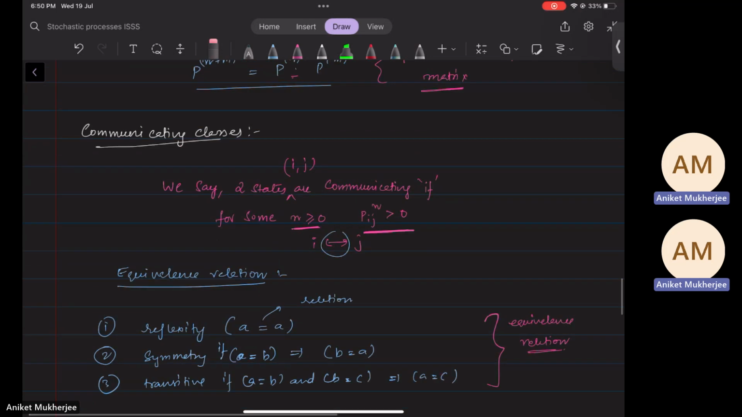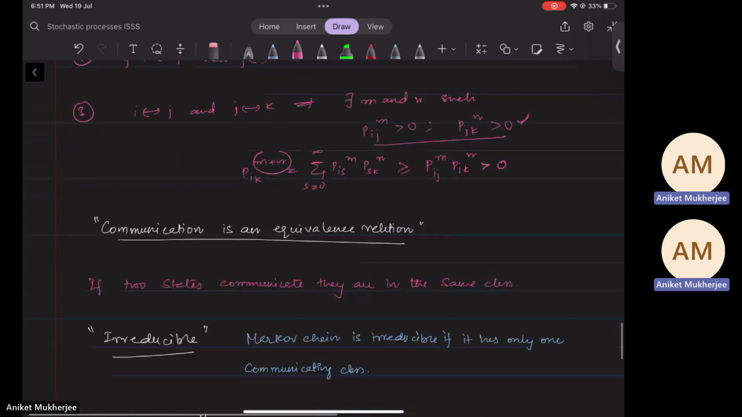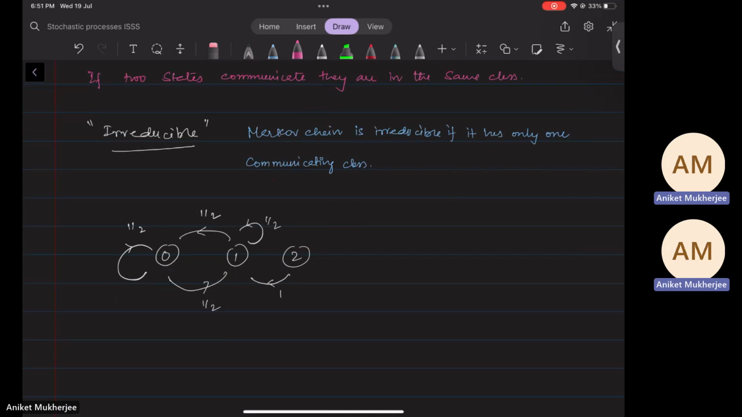Okay, here I made a small mistake. The definition states that it goes both ways. They communicate if for some n greater than or equal to 0, p_ij^n is greater than 0, and for some m greater than or equal to 0, p_ji^m is greater than 0. If it goes both ways, then we say that i communicates with j. What it means is that you need to have a positive probability of going from i to j in n steps, and also a positive probability of going from j to i in some m steps. The number of steps doesn't matter, but you need to have some positive probability. So here in this case, you have this.